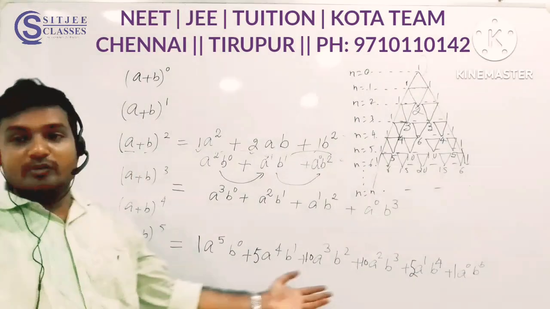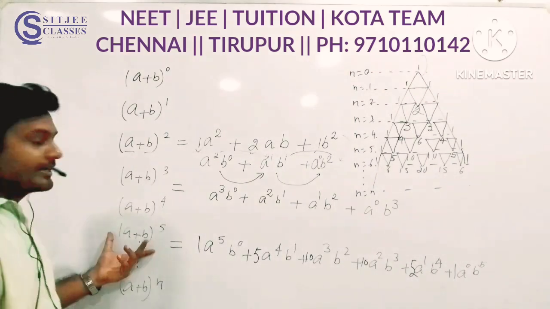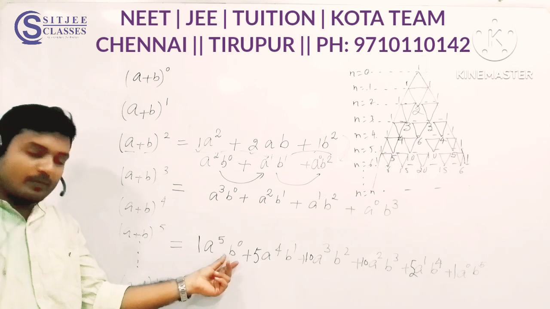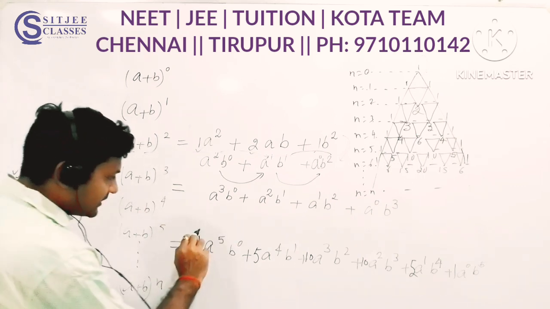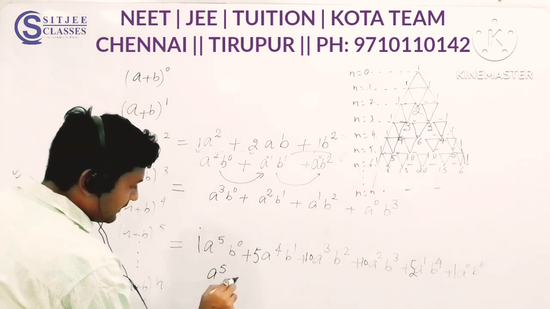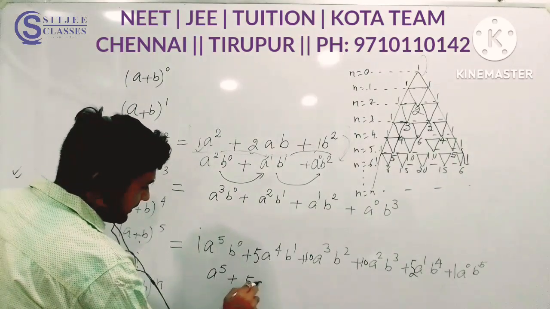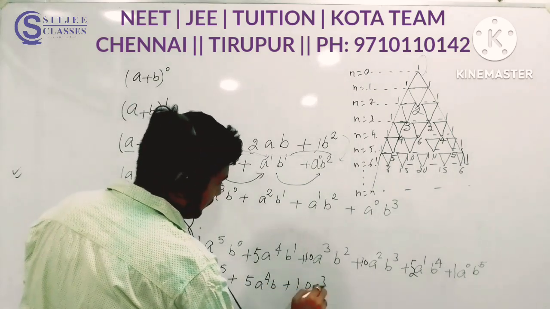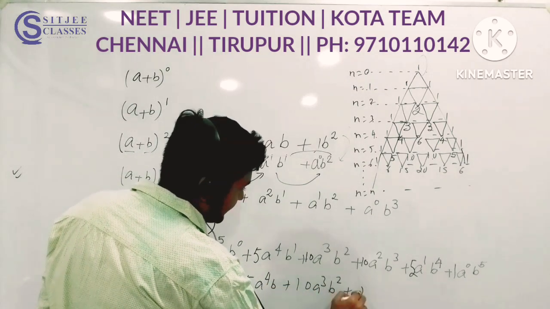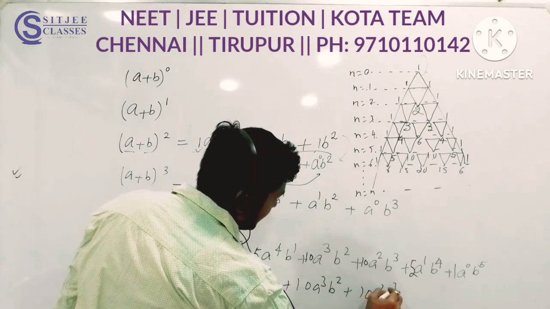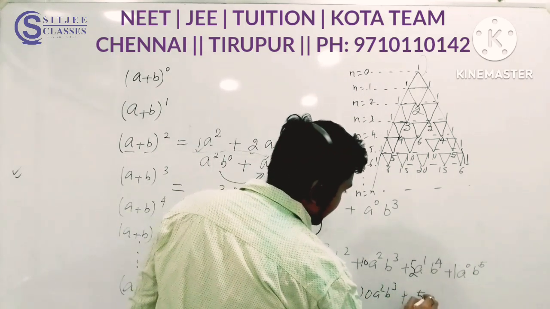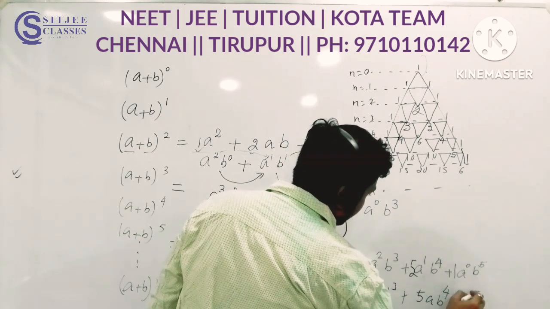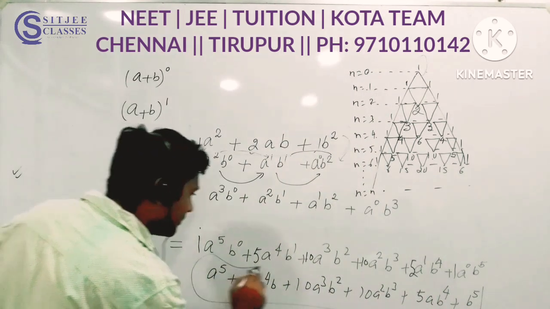So this is the answer actually. This is the answer for the expansion of (a plus b) to power 5. You can simplify this. b to power 0 can be written as 1. So the first term will become just a to power 5. The second term will become 5 a to power 4 b, plus the third term will become 10 a cube b square, plus 10 a square b cube, plus 5 a b to power 4, and the last one will become b to power 5. So this is the answer for (a plus b) to power 5.